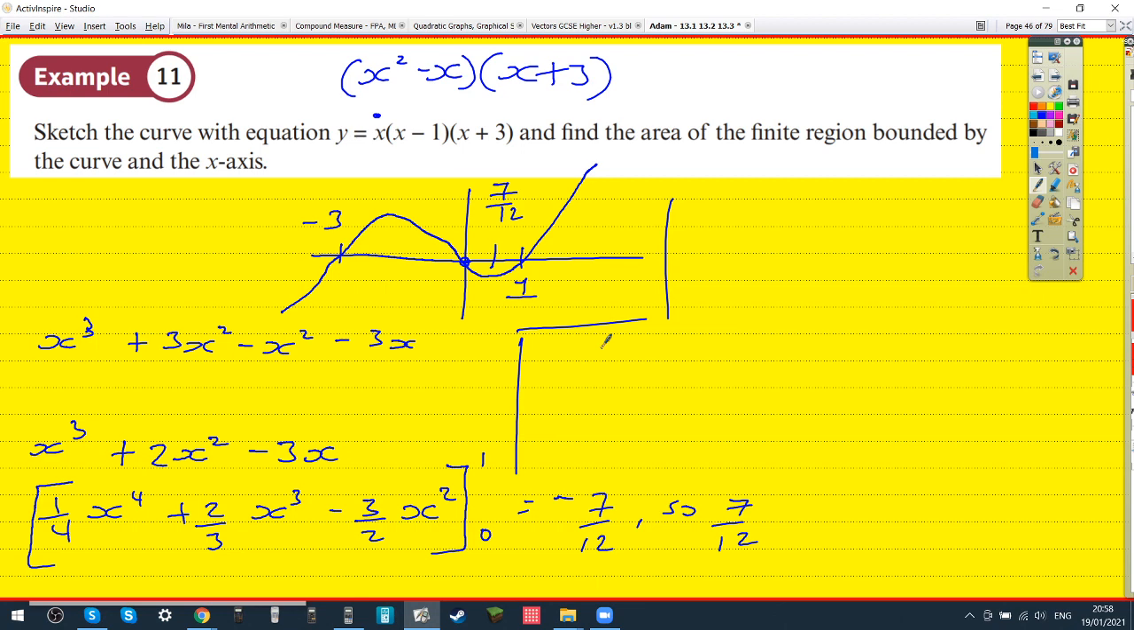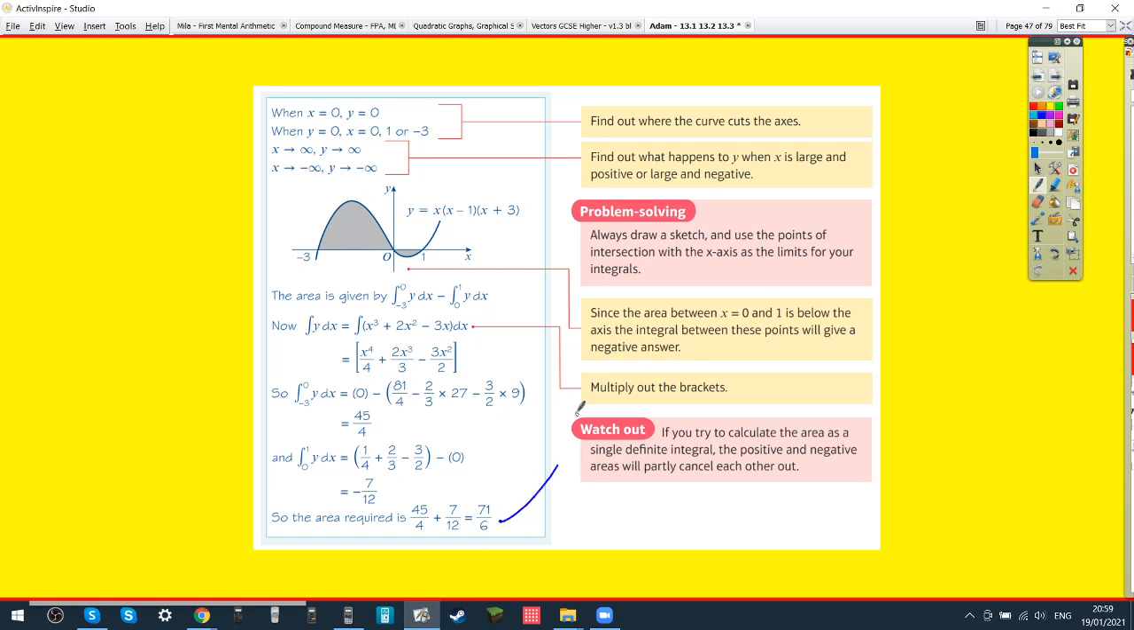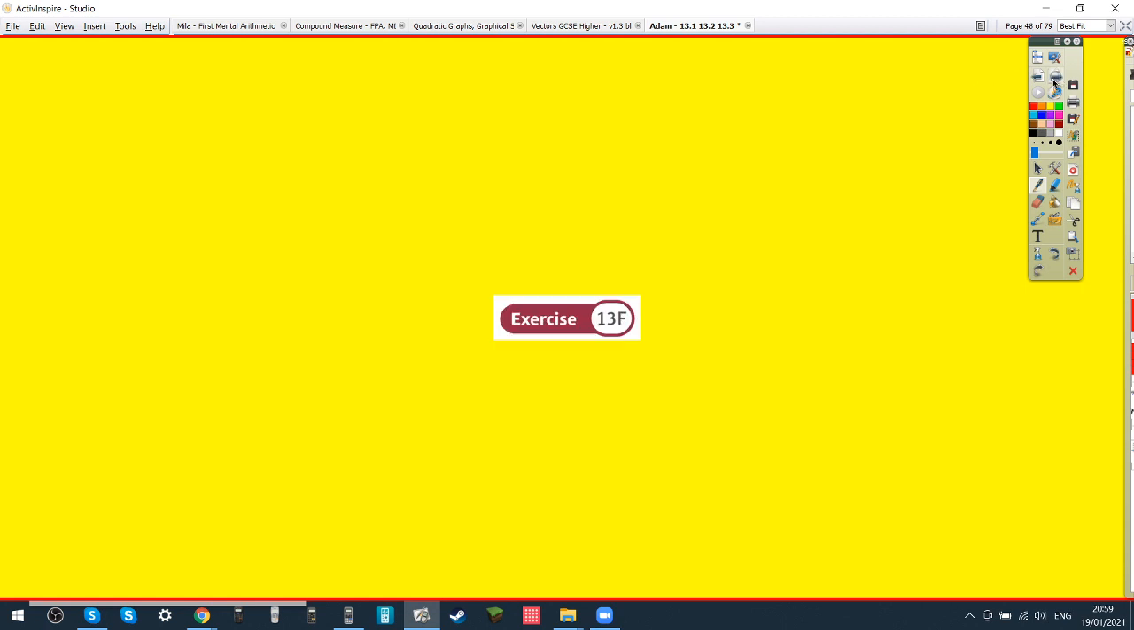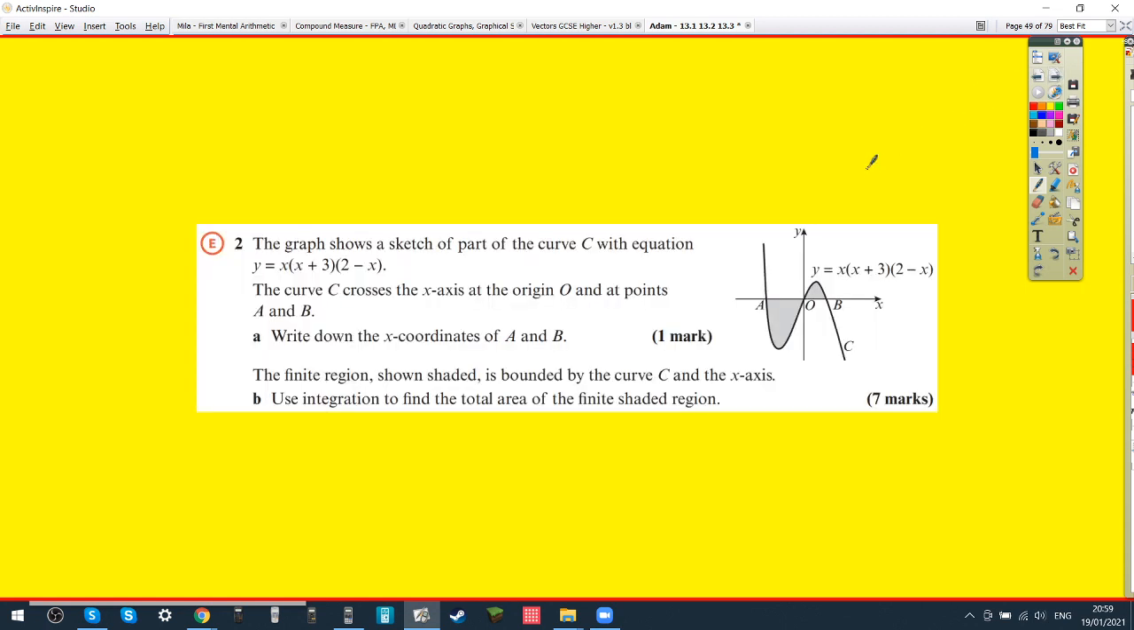And for the other one, I got 45 over 4. It used to be minus 45 over 4, then you minus it from 0. Well, 0 minus that, which gives you 45 over 4. Oh, I have a bad feeling about this. That should have been a positive because it was above the line. Alright, so put these two together. What do you get? 71 over 6, I think. 71 over 6. Nailed it. Yep.